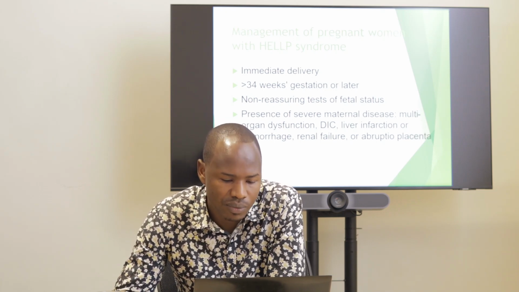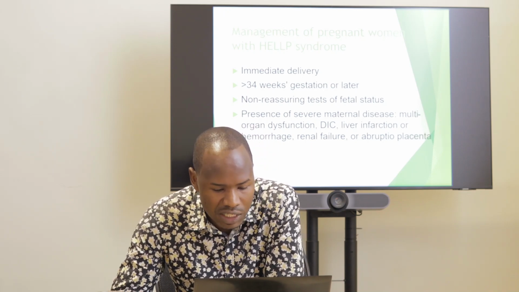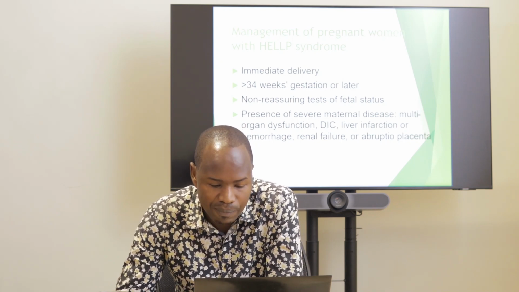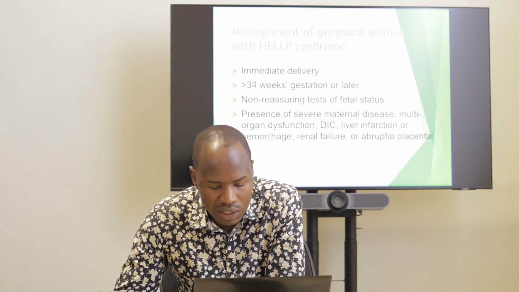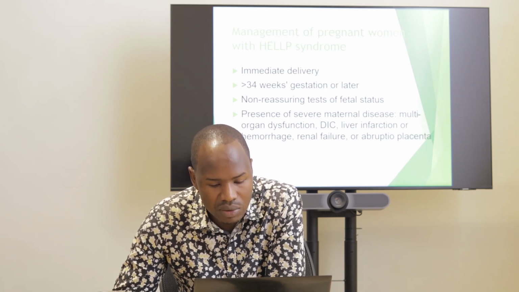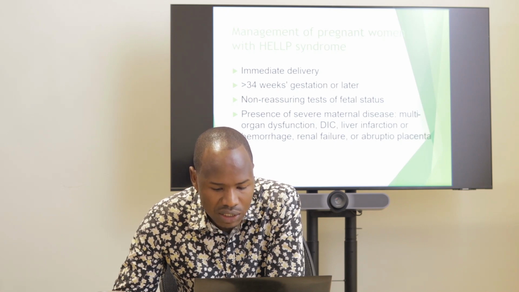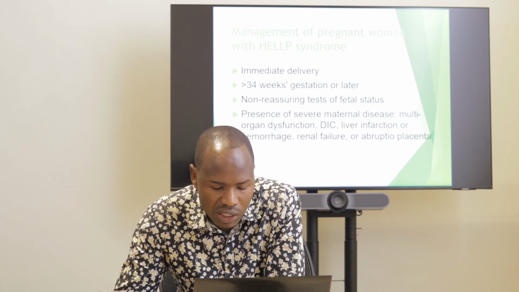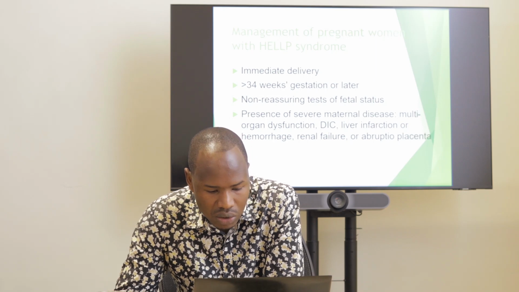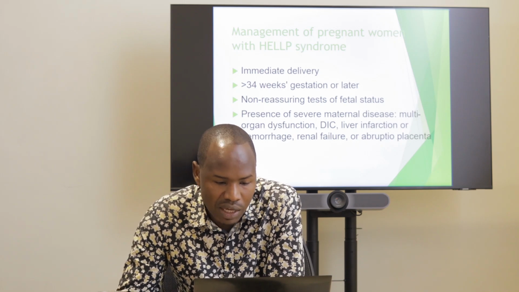If there is presence of severe maternal disease, it means multi-organ dysfunction, DIC, liver infarction or hemorrhage, liver failure or abruptio placenta, you have to deliver the baby immediately. Abruptio placenta presents sometimes with vaginal bleeding or uterine tenderness. So make sure that as a clinical officer or any other healthcare provider, you have done a full physical examination to make sure that nothing remains behind.